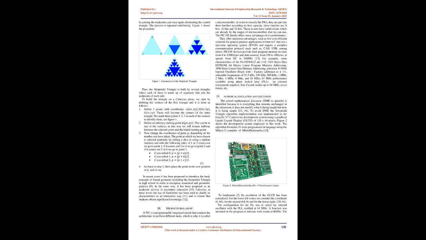If you rolled 0, P equals (P plus A) divided by 2. If you rolled 1, P equals (P plus B) divided by 2. If you rolled 2, P equals (P plus C) divided by 2.